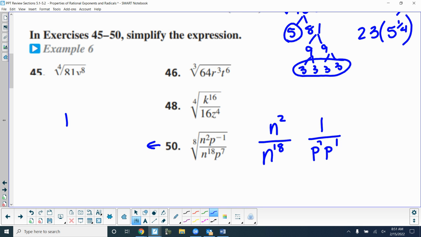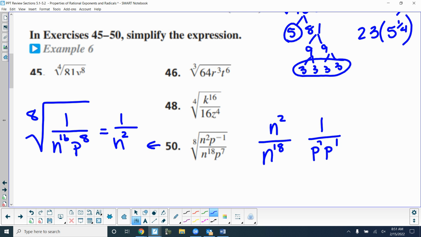So this problem, I'll just write it out here. The top is just going to be 1, and the bottom is going to be n to the 16th, p to the 8th. And then I'm taking the 8th root of that. Okay? When 1's there, square root of 1's 1, cube root of 1's 1, 8th root of 1 is 1, right? So the top is 1. And then just divide the exponent by the index. What's 16 divided by 8? 2. And 8 divided by 8? 1.